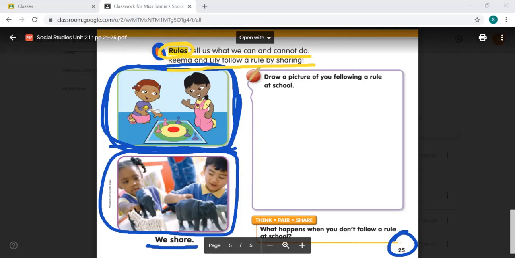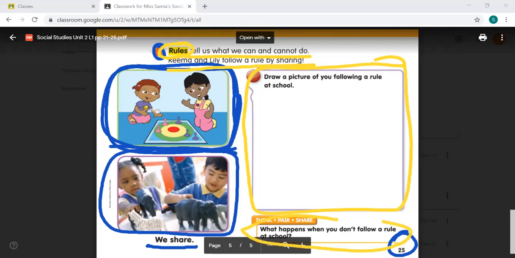They're very important. What I want you to do here is draw a picture of a rule that you follow at school. Now, you're not in school right now, are you? But if you were in school, these are some of the rules you would have followed: sharing, listening, taking turns, right? So I want you to draw a picture of you following a rule at school.